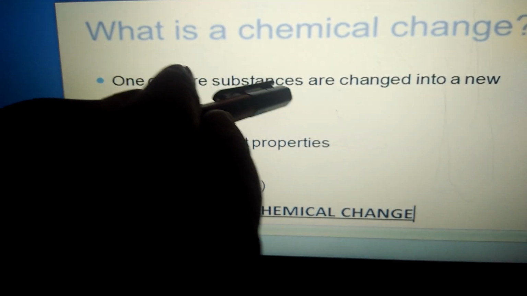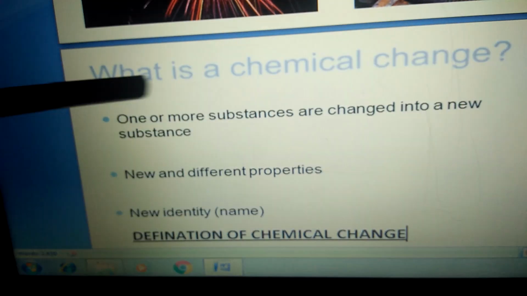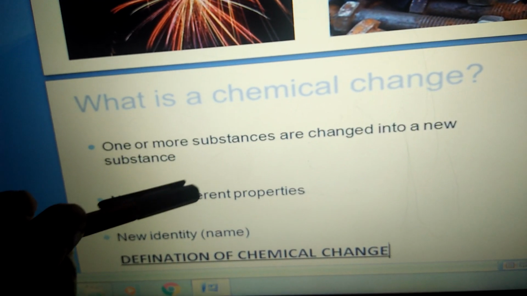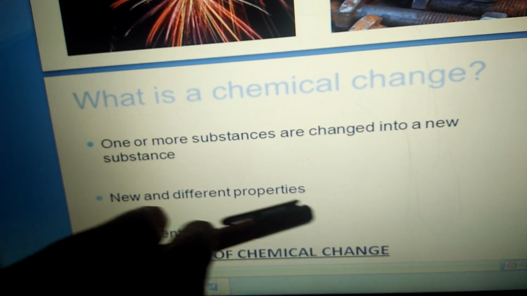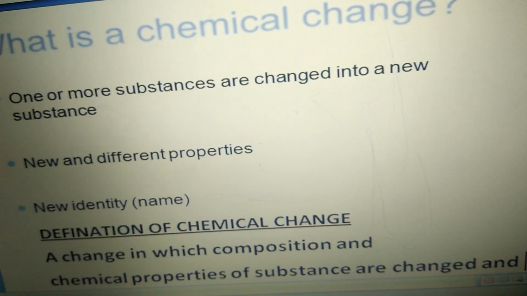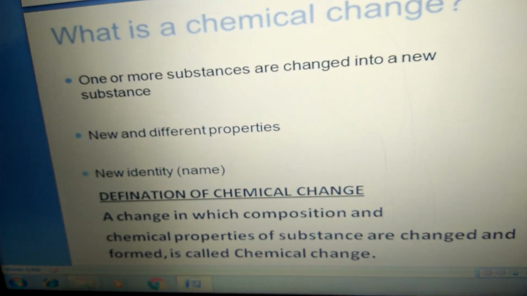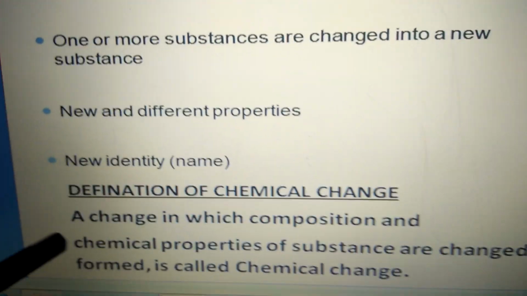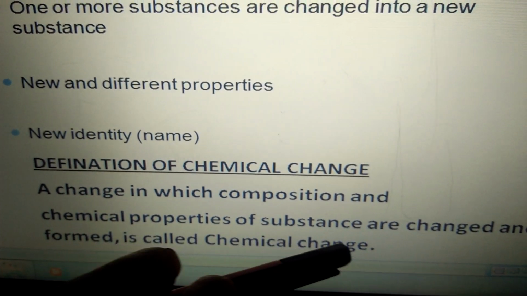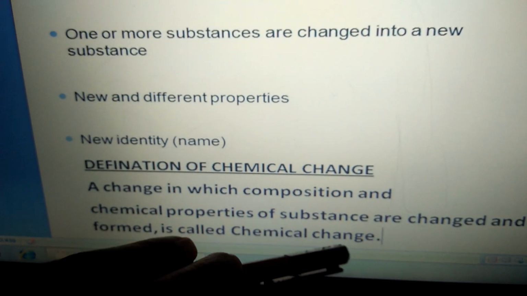So when we mix one or more substances, new substances form with new and different properties, entirely different from the original ones, and not identical to the original. New substance is formed. So what is the definition of chemical change? A change in which composition and chemical properties of a substance are changed and a new substance is formed is called a chemical change.